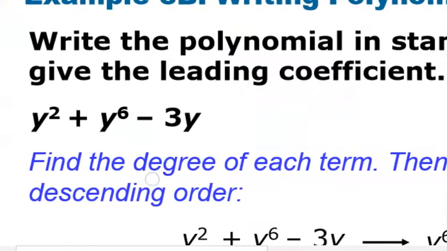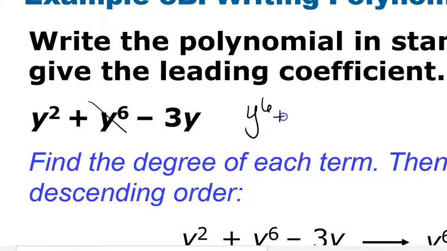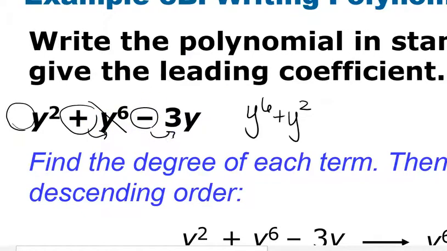So looking at this one, identify your biggest degree, y to the 6th. So we wrote him, so I'm going to cross him out so I don't lose track. Now what goes next? Plus y to the 2nd. Now if you're not sure if it's a plus or a minus, just pay attention to what's in front of it. Because like this plus went towards him, this negative is going to go towards him. If there's nothing there, it's a plus. And then our very last thing is going to be minus 3y.